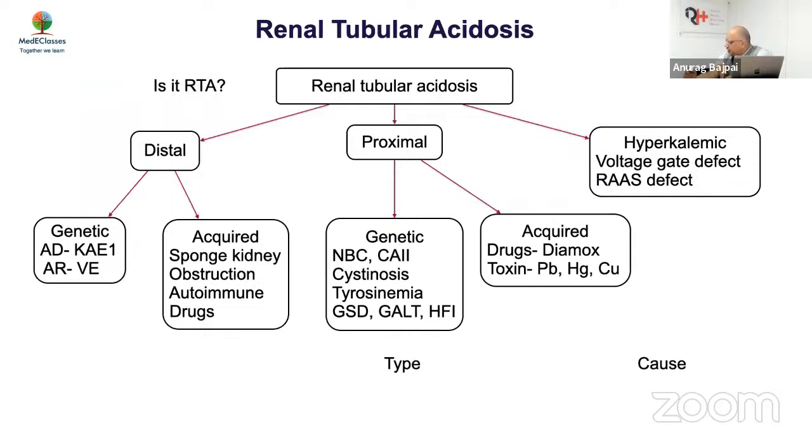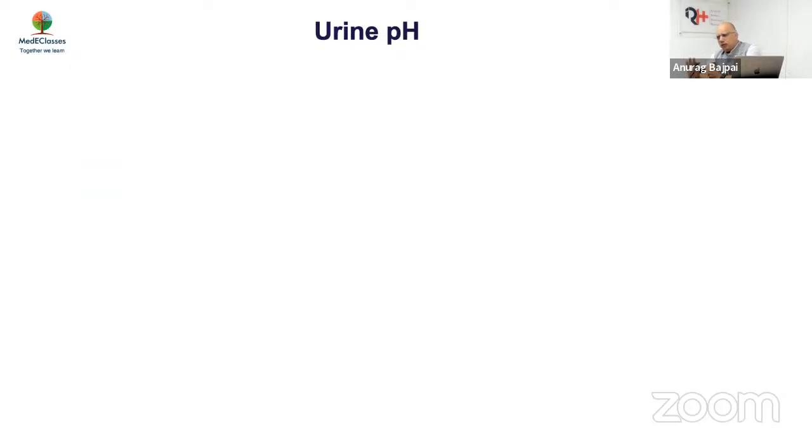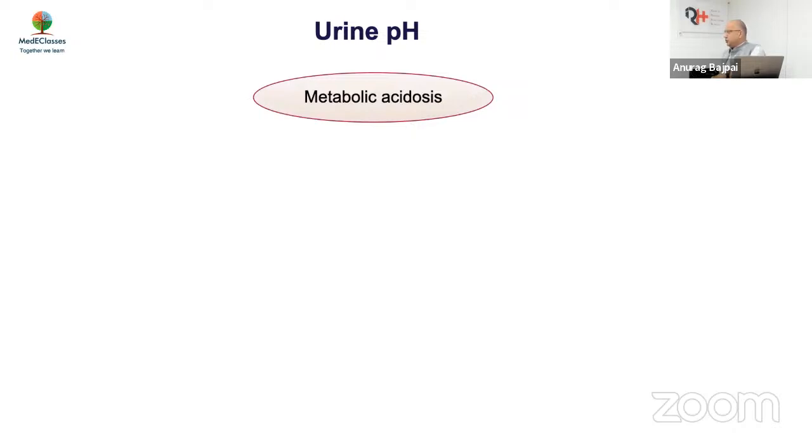The question is, is it type 1, type 2, proximal or distal RTA? Type 4 RTA is very simple. You will be having a hyperkalemic variant. Acidosis is not severe. They will have mostly polyuria, failure to thrive. You will be able to identify them easily. The main aim is to distinguish between proximal and distal. So urine pH is a good test.